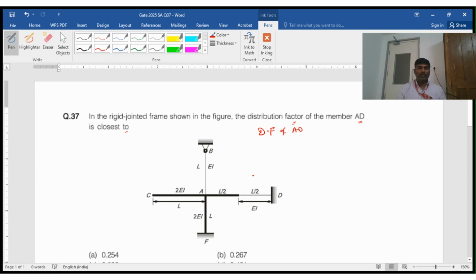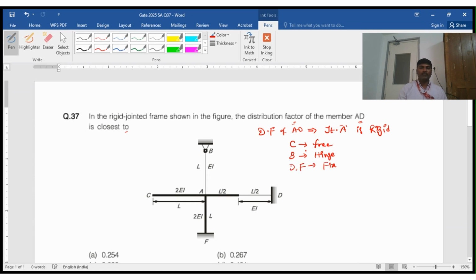So there are four members joining at the joint A. You can see the joint A is given as a rigid joint. There are four members, and each member has got various end conditions. You see, end C is free, whereas end B is hinge, and the other ends like D and F are fixed.